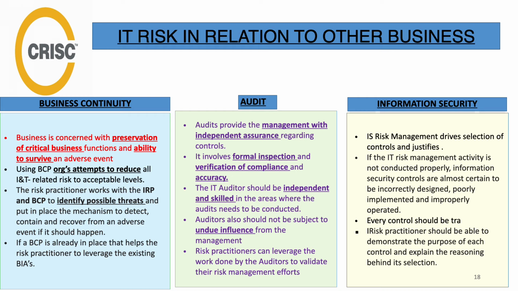The choice of control is influenced by IT risk management, which also supports their initial and ongoing functioning. Similarly, information security measures will almost certainly be erroneously conceived, badly implemented and inadequately administered if the IT risk management activity is not effectively carried out. So every control should be able to be linked to a specific IT risk that it is intended to reduce, and the risk practitioner should be able to show each control function and provide justification for this selection.